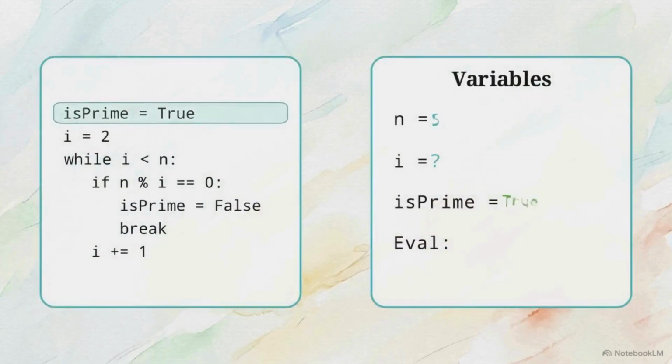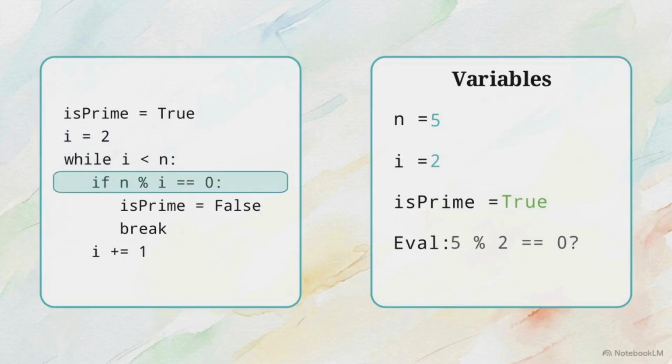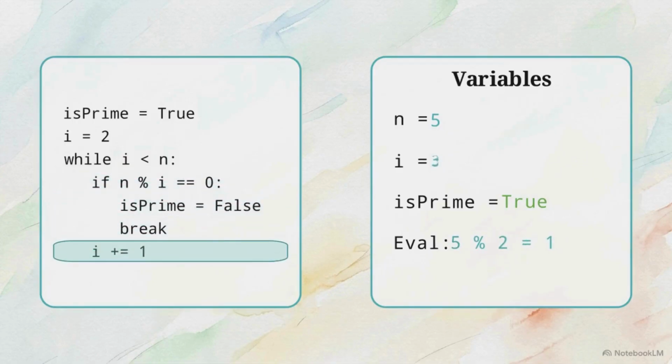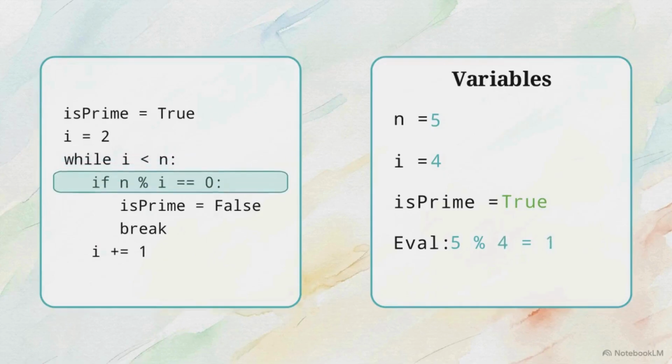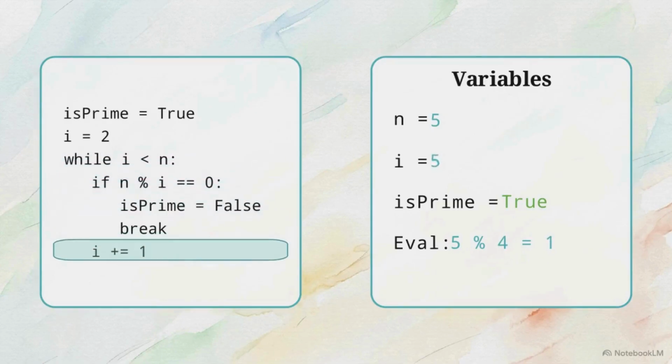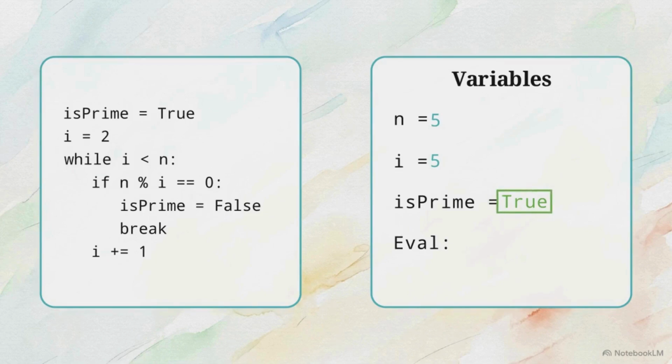n is 5, and our loop begins at i equals 2. Does 5 modulo 2 leave a remainder of 0? No, it leaves a remainder of 1. Because it is not 0, the code skips the break condition and increments i to 3. 5 modulo 3 leaves a remainder. 5 modulo 4 leaves a remainder. Then i increments to 5. The loop asks if 5 is strictly less than 5. That evaluates to false, terminating the loop. Because we never triggered the 0 remainder trap, our isPrime variable survived as true. 5 is a prime number.